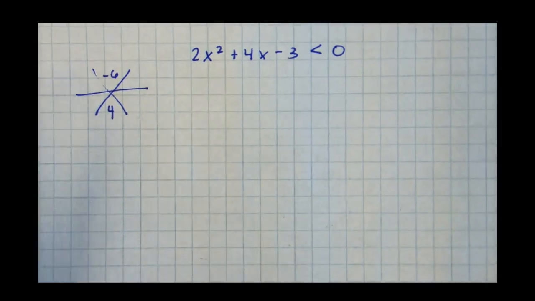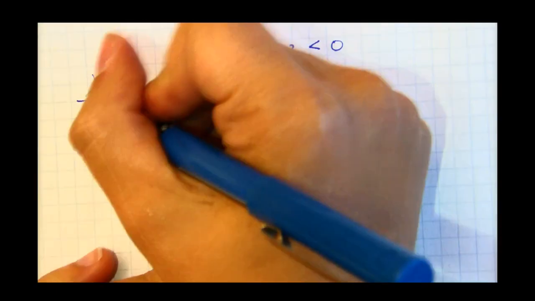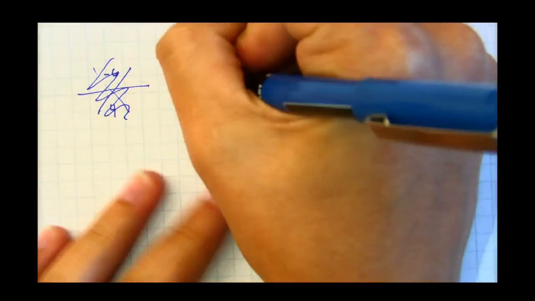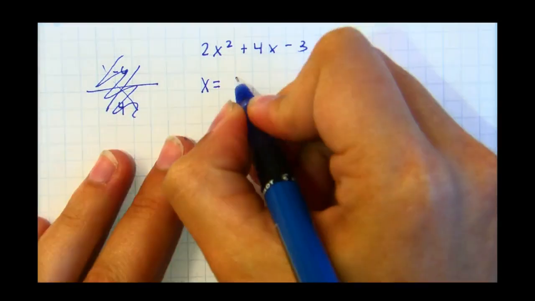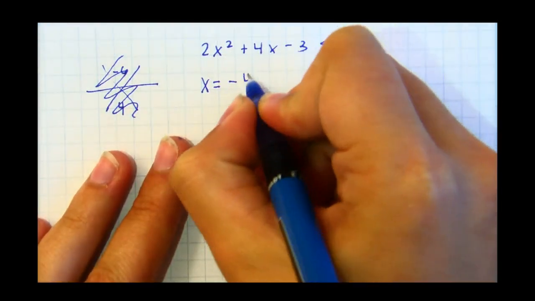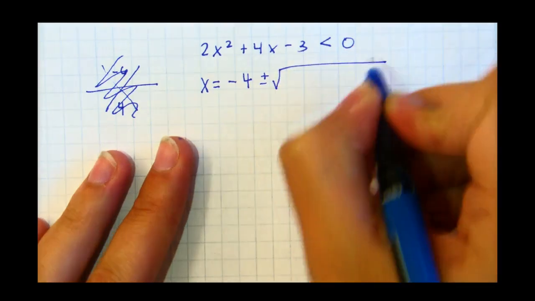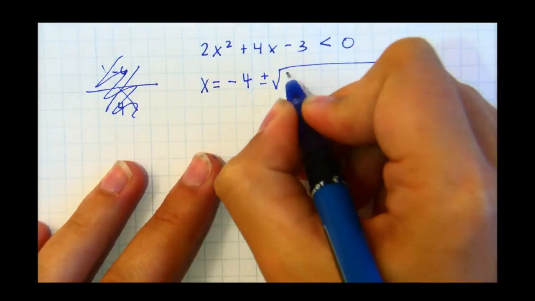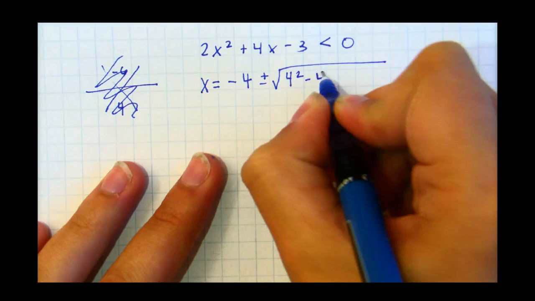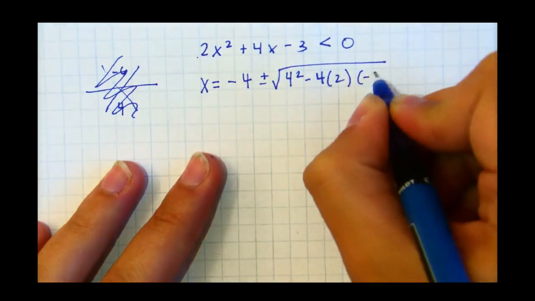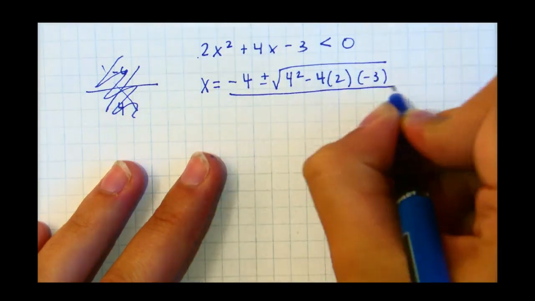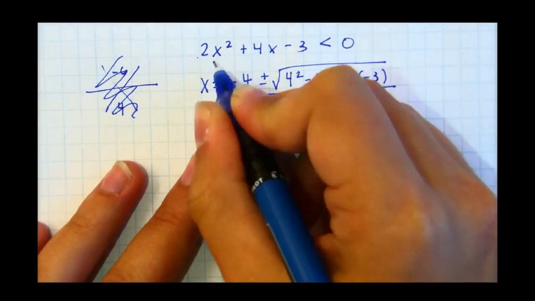Unfortunately, there are going to be no two numbers that do that. So I cannot use Snowflake. In this case, I've got to use the quadratic formula. So x equals -b, which is 4, plus or minus the square root of b squared, minus 4 times a, which is 2, times c, which is -3, all over 2a, which is 2.